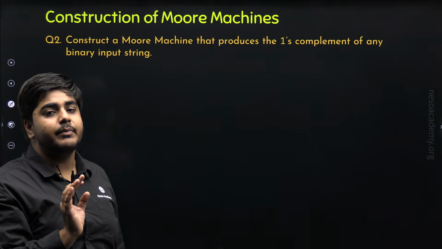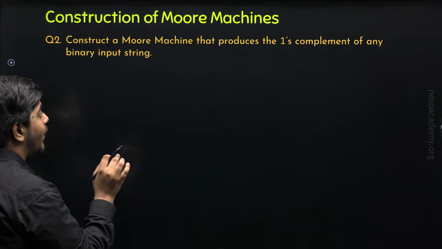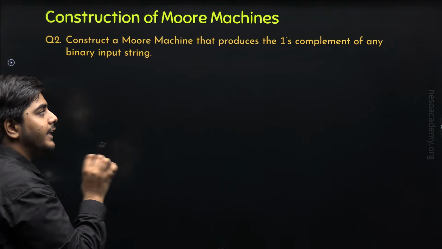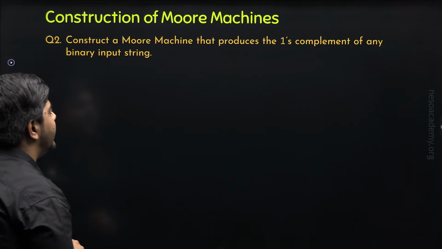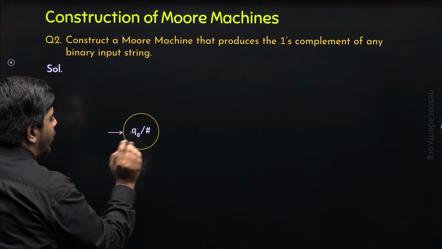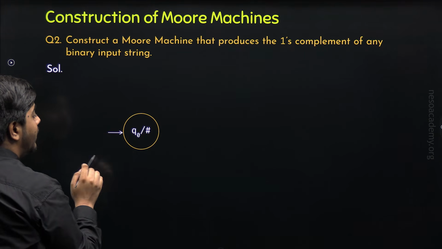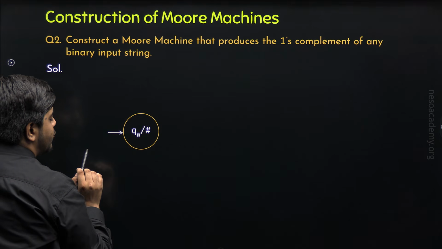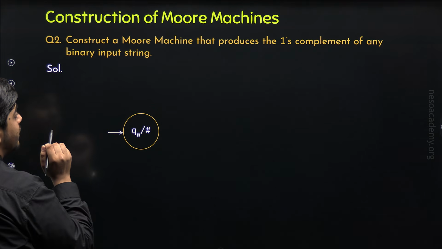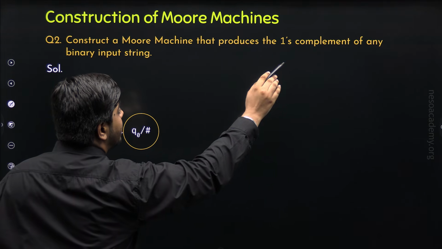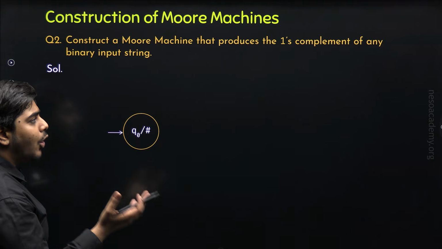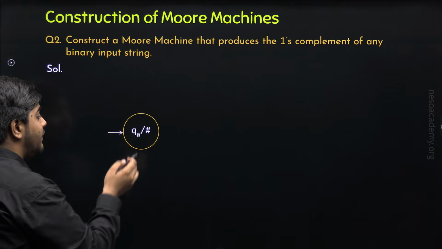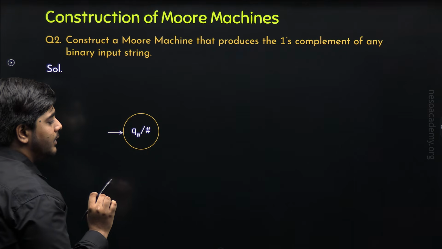That is ones complement. And in this question, you are required to construct the Moore machine to calculate the ones complement of any binary number. So let's start with the initial state, that is Q0. And you can see here, the initial state Q0 is associated with the output symbol hash. Now, as per this question, we need to calculate the ones complement. So the input symbols and the output symbols can be 0 or 1. Then why have I used hash as an output symbol?